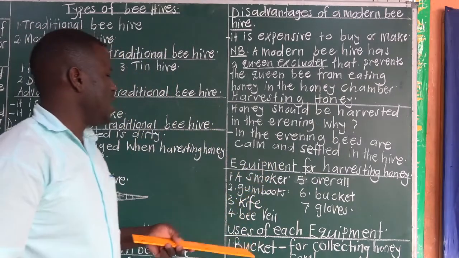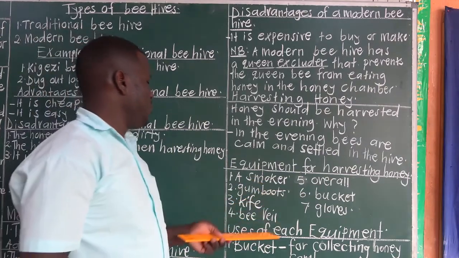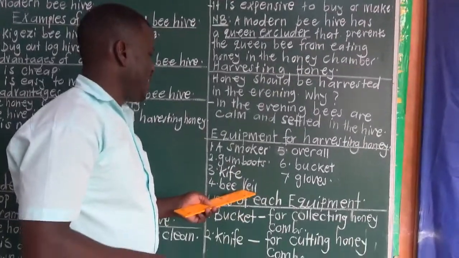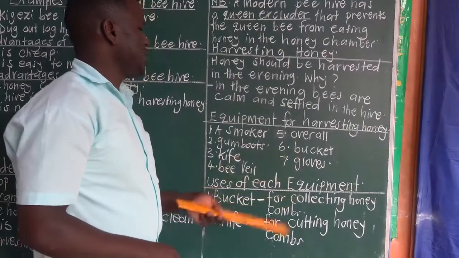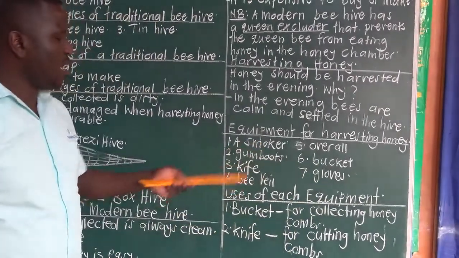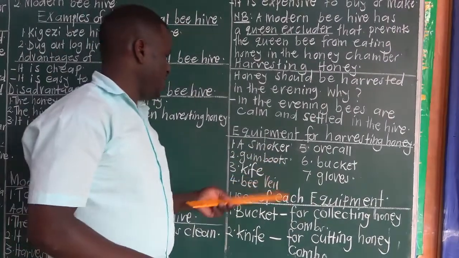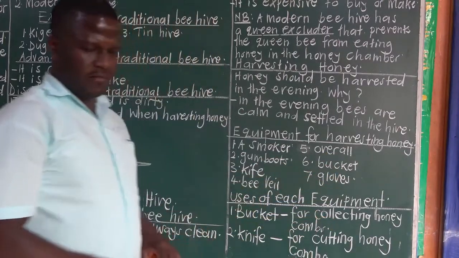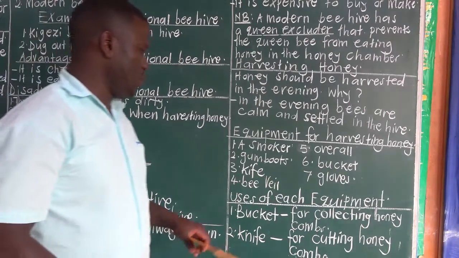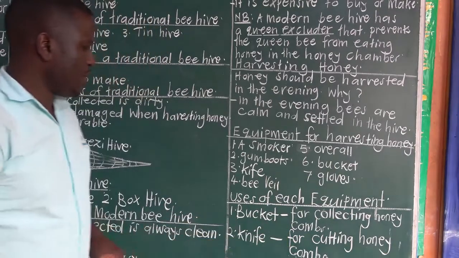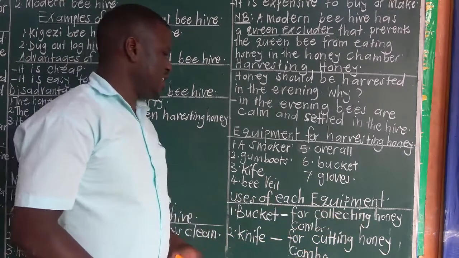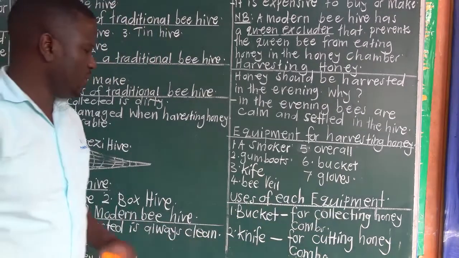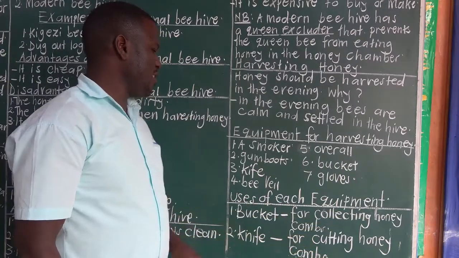We have a smoker, gumboots, knife, bee veil, overall, bucket, and gloves. Let's look at uses of each equipment. Begin with the bucket. The bucket is used for collecting honey or for carrying honeycombs.